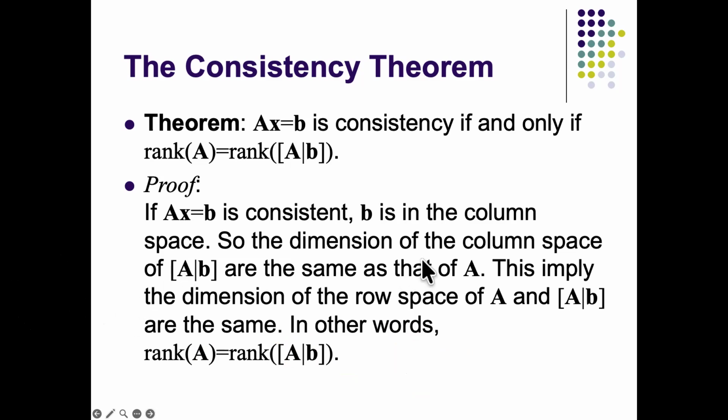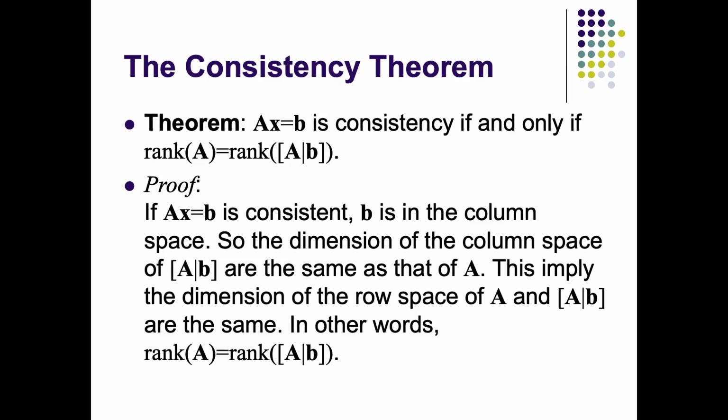So AX equal to B is consistent if and only if rank A equals rank of the augmented matrix A with column B. First, what is consistent? It means there is a solution to this system of linear equations.